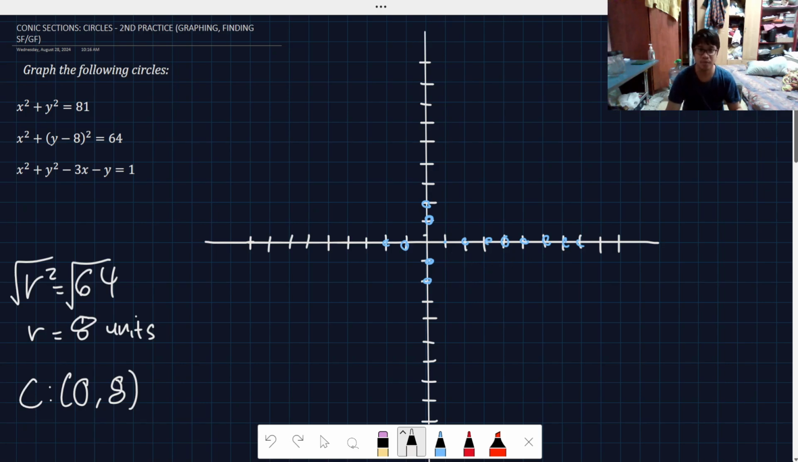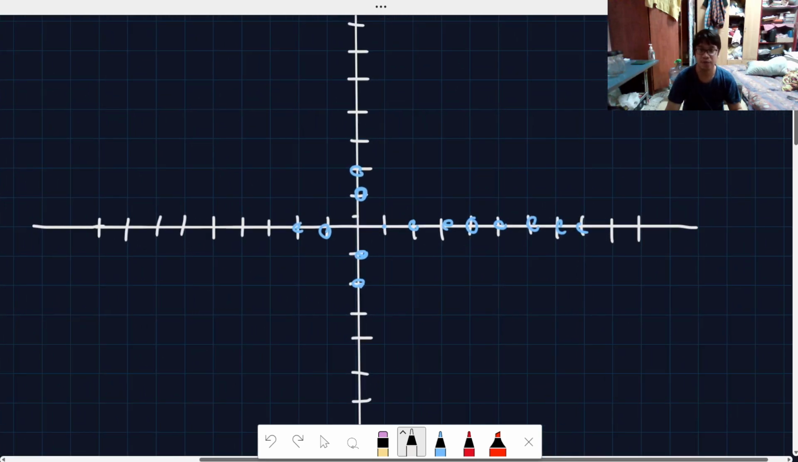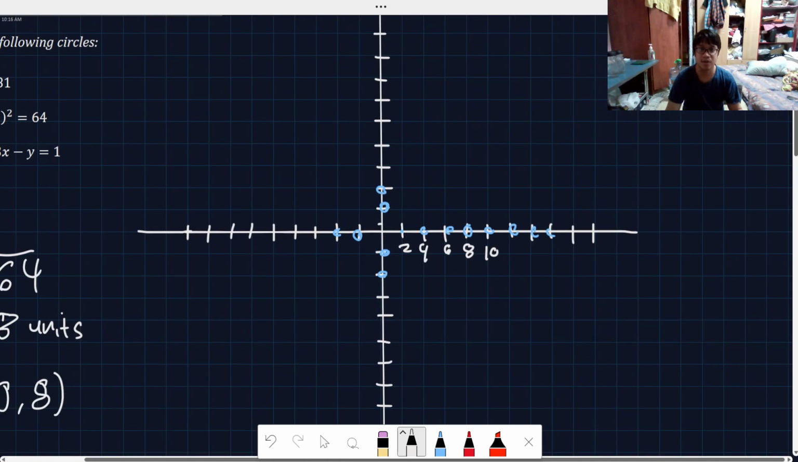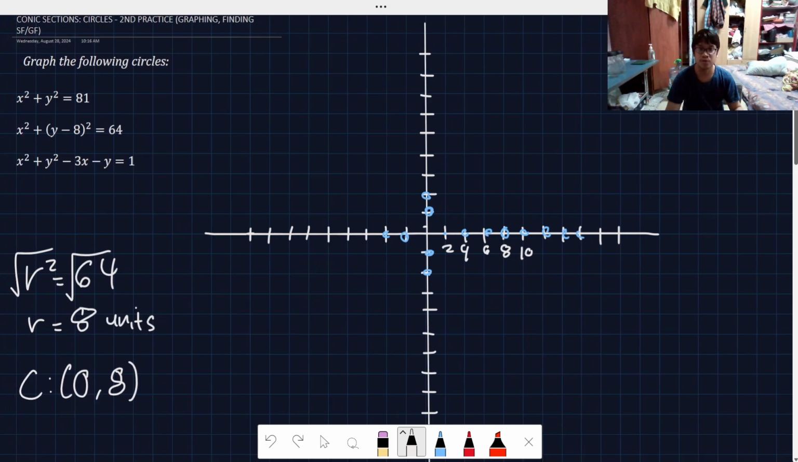Wait, let me zoom in. Instead of multiples of 1, it's multiples of 2. 2, 4, 6, 8, 10. Okay, and the same thing goes for the other parts. Like this would be 2, 4, 6. And the same thing to the left, but it's negative: negative 2, negative 4. Okay, so let the integers be multiples of 2, just like this one. So that's much better, so we can graph it out easily.